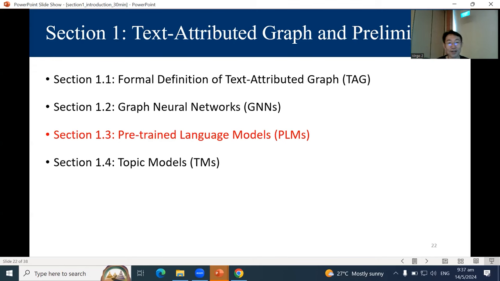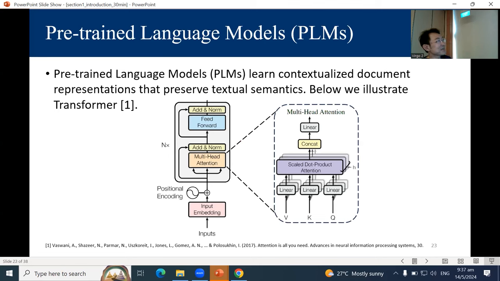Okay, so that's the graph part. Let me just take a quick run through of the PLMs. I'm assuming everybody nowadays already knows about PLMs because this is something that is very popular. But just to give an example of a PLM, basically it's a transformer. The basic structure of a transformer is this idea that there's going to be a parallelized computation of the representation based on attention. So it's like the "attention is all you need" kind of concept.